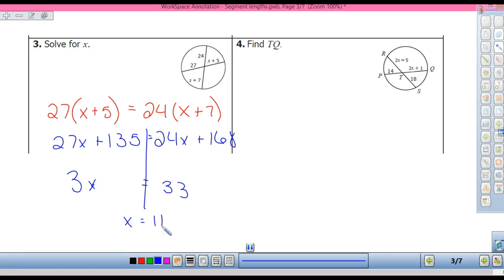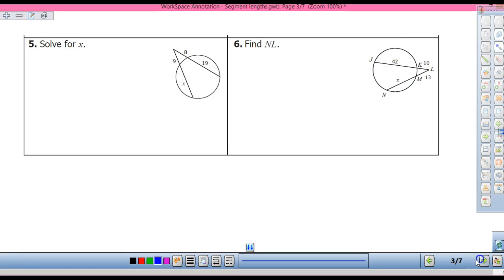Okay, I think segments are easier than arcs and angles. I think it's a little bit more straightforward, but some people might not think so. All right, so now we have some on the inside, some on the outside. So outside, which is 9, times outside plus inside. So that's going to be 9 plus x. Equals, outside is 8 times outside plus inside. So 8 plus 19.